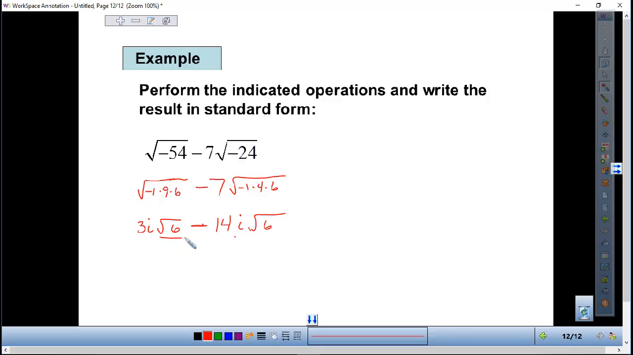All right, now once again, our radicals are the same, so we can actually combine these. So we've got 3i minus 14i, so that's going to give us negative 11i times the square root of 6. Now that's the imaginary part, and if we wanted to put this in standard form, we would need to have a 0 out here just to show the real part. Now, would it be counted off if the 0 was not there? No, it would not.